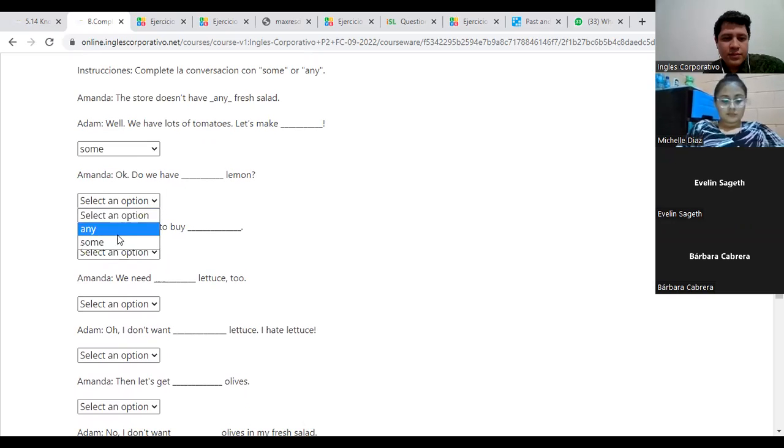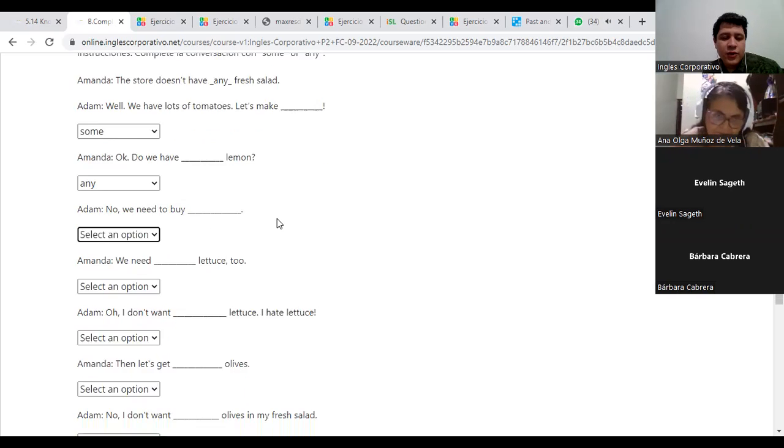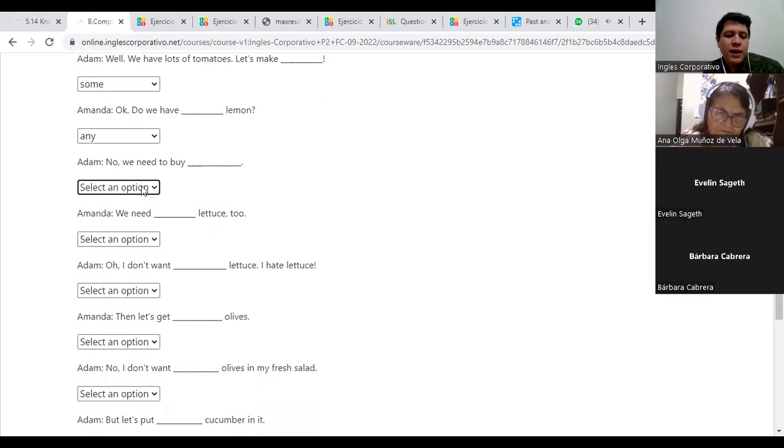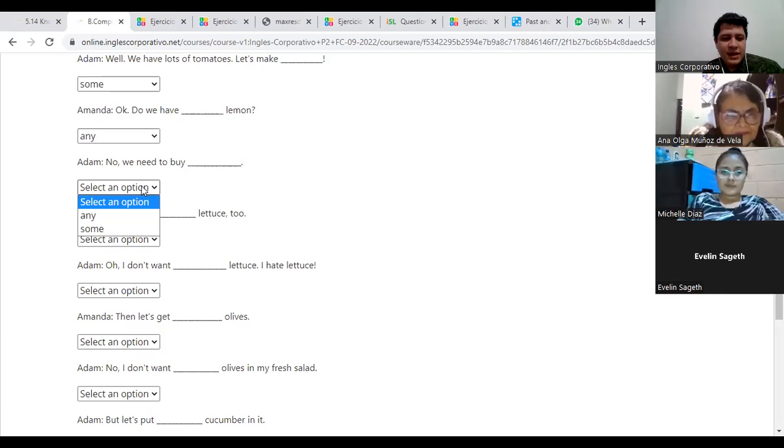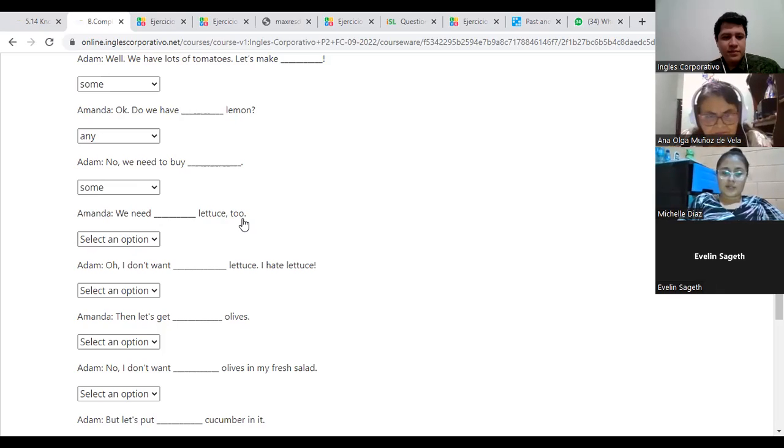Now, do we have lemon, any or some? Any? Some. Any or some, guys? Do we have any lemon? Why is any, guys? Porque es question. Cool. Now, we need to buy any or some, guys? Some. Why is some? Porque está afirmando que necesitan comprar. Exactly, yeah. We have here a comma, okay, guys? A comma. Be sure about this. No, comma. We need to buy some, okay?